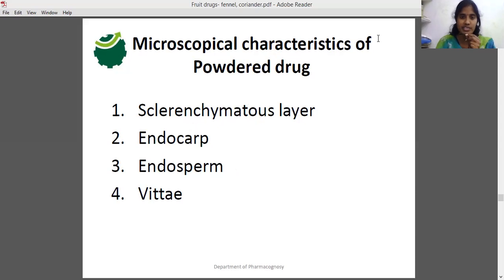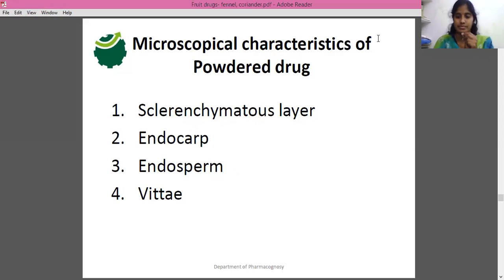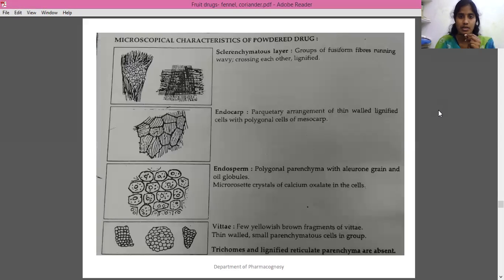First one is the sclerenchymatous layer. This sclerenchymatous layer is actually present in the mesocarp of the fruit. Here in the powder we can see a group of fusiform fibers running wavy. They are usually fusiform, which means the ends are tapered. The fibers have tapering ends. And these fusiform fibers are usually wavy and they are crossing each other.